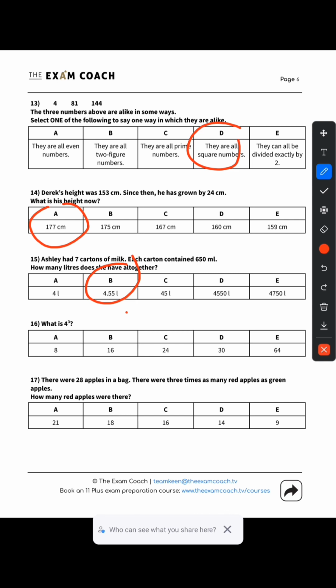Moving on. Number 16. What is 4 to the power of 3? 4 to the power of 3 means 4 times 4 times 4. 4 has to multiply itself 3 times. 4 times 4, 16. 16 times 4, 64. So our answer to this one is E.